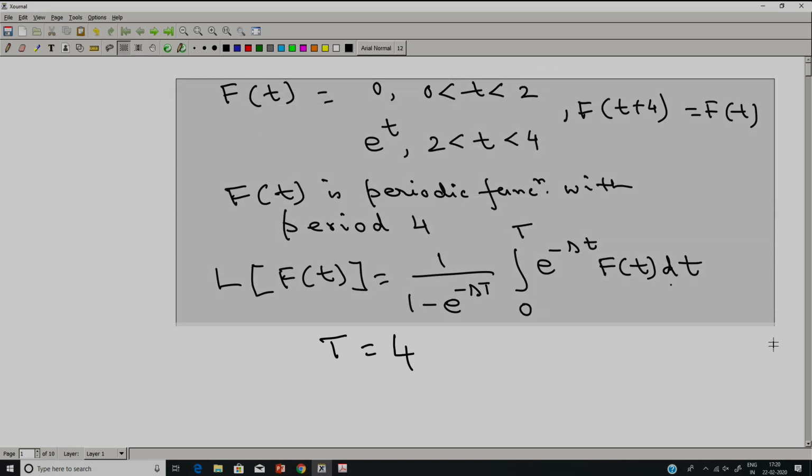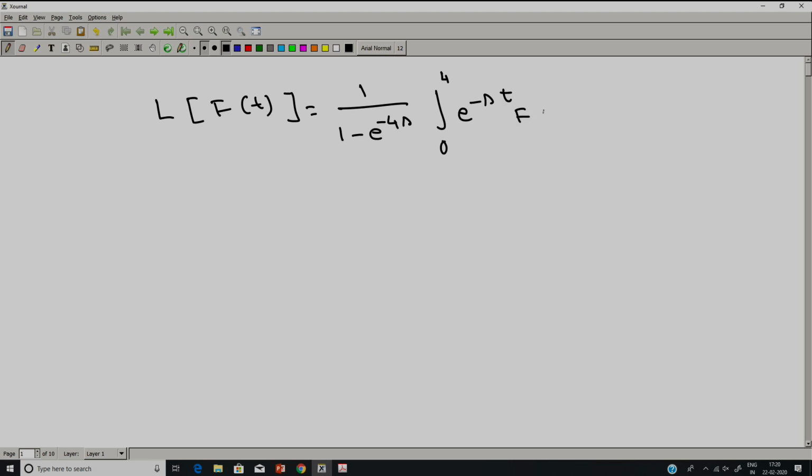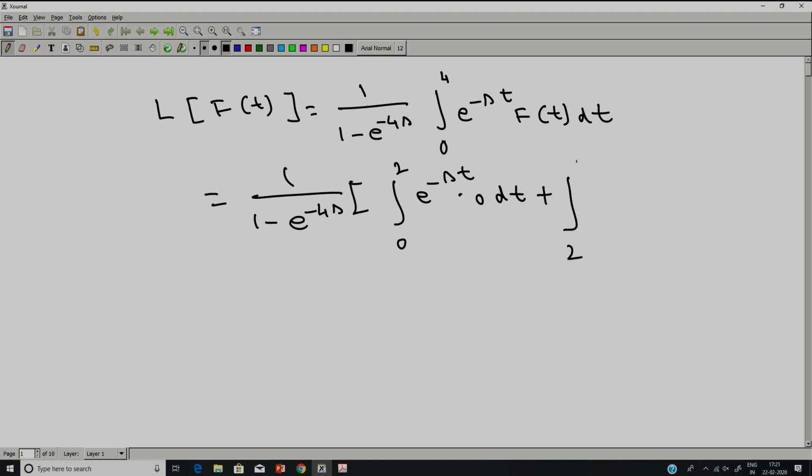So, the Laplace transform of the given function f(t) will be equal to 1 by 1 minus e power minus 4s, into the integral from 0 to 4 of e power minus st into f(t) dt. Now, your f(t) is 0 when t lies between 0 and 2, and e power t when t is between 2 and 4. So, I can write 1 by 1 minus e power minus 4s into the integral from 0 to 2 of e power minus st into 0 dt, plus the integral from 2 to 4 of e power minus st into e power t dt.